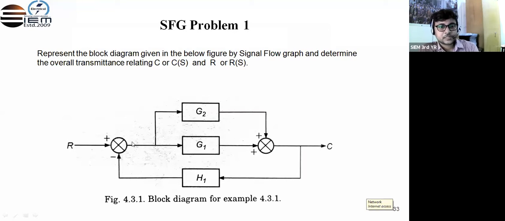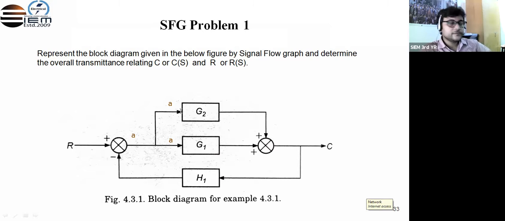Clear what I'm trying to say? Suppose the value which is coming out from this summing point is A. That means this is also A, and this is also A. So in this case, this particular summing point and this particular takeoff point you can consider as a single node. Clear? But if this takeoff point is on this side and the summing point on its right side, it is not equal.